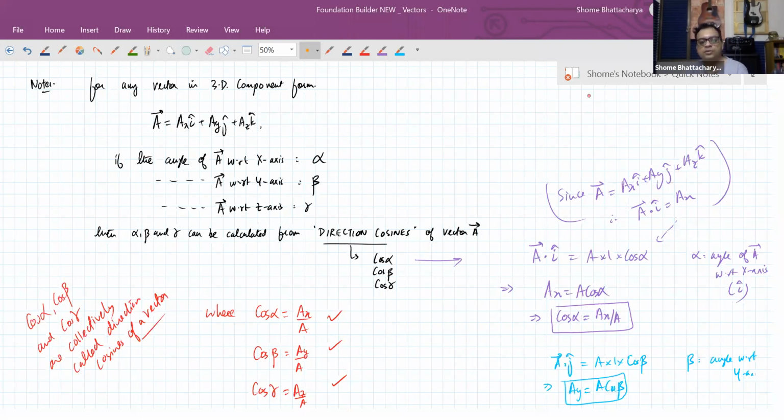So I hope the concept of direction cosines is clear to all of you from this. So this set of formulae becomes very important for us. These three formulae.